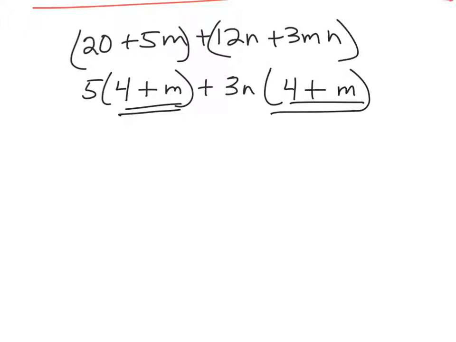Okay, and remember, when we have grouping, when our two parentheses are the same, that's going to make one factor in our answer. And the other factor comes from what's on the outside, 5 plus 3n.